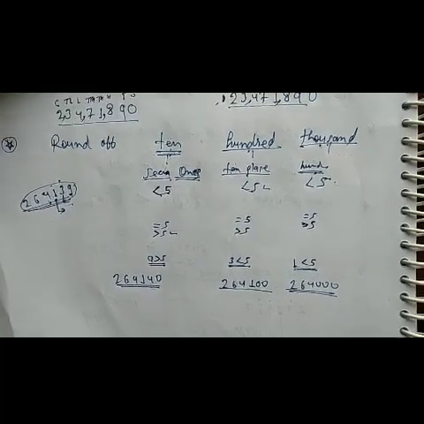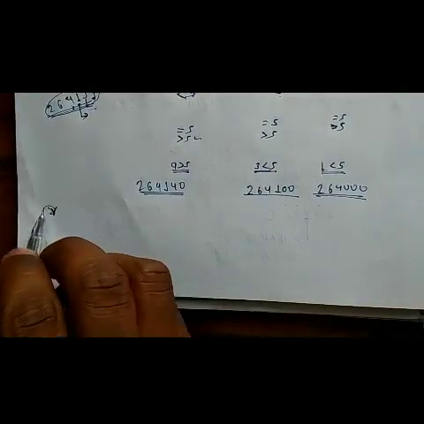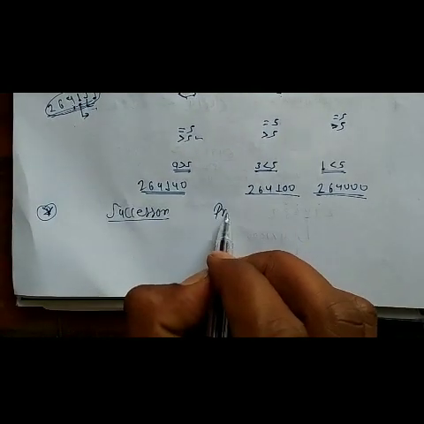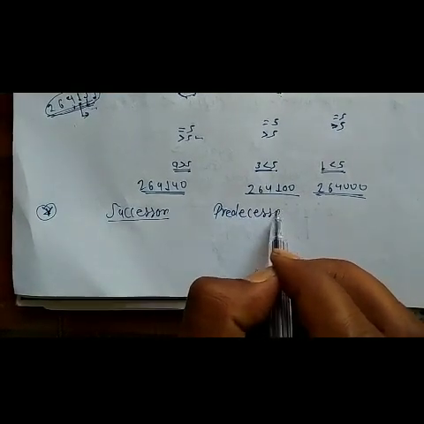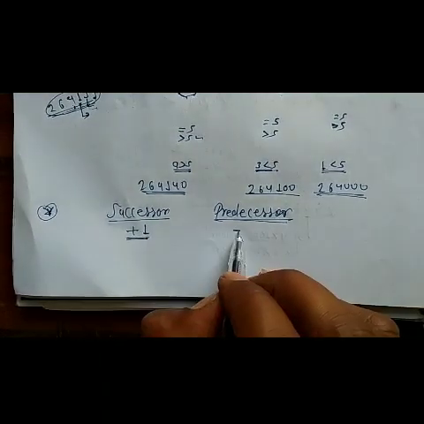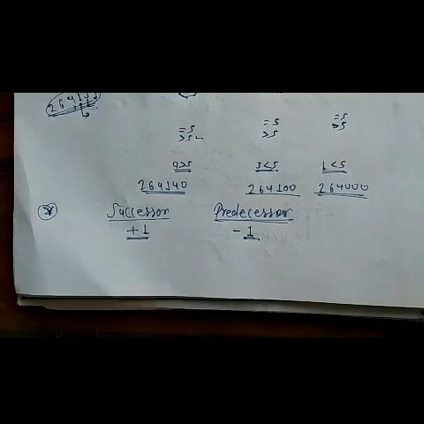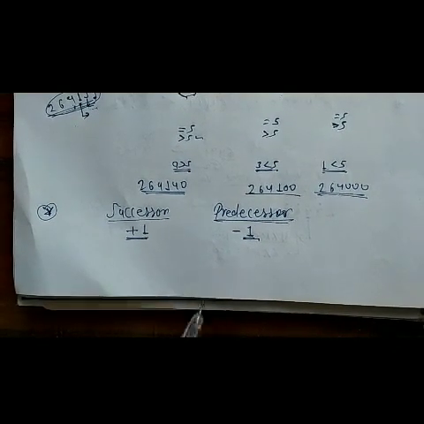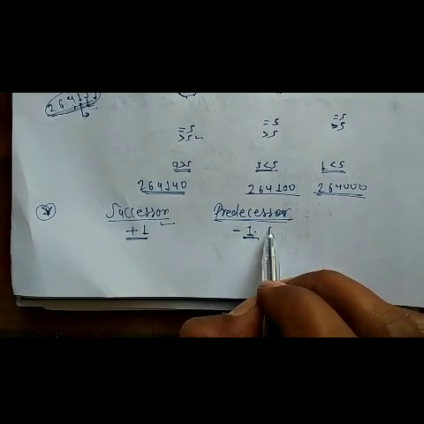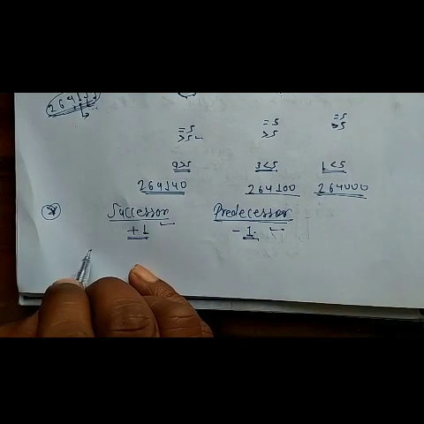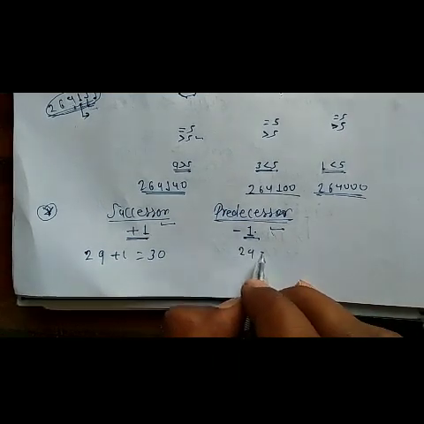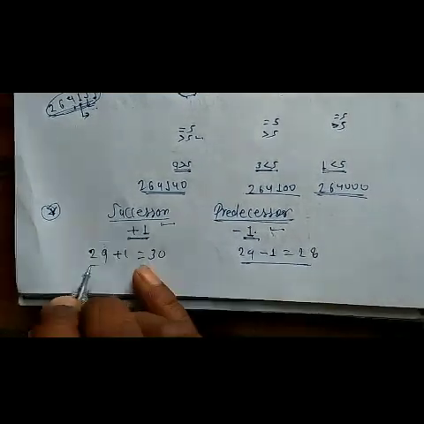Now you already know about the successor and predecessor. What is a successor and predecessor? Successor means simply add 1 to the number. Predecessor means simply subtract 1 from the number. The successor of 29: add 1, that is 30. The predecessor of 29: subtract 1, that is 28. This is the predecessor and successor.